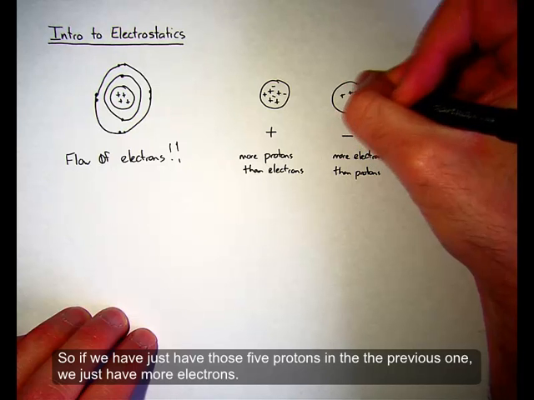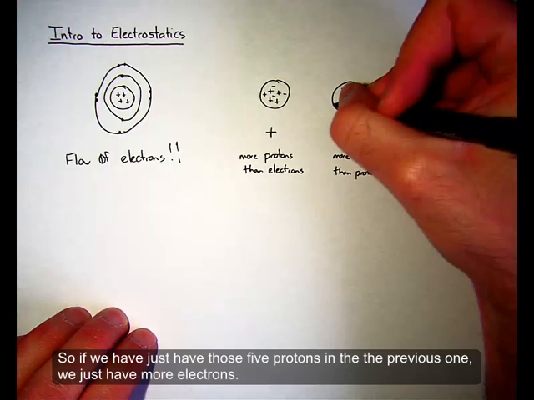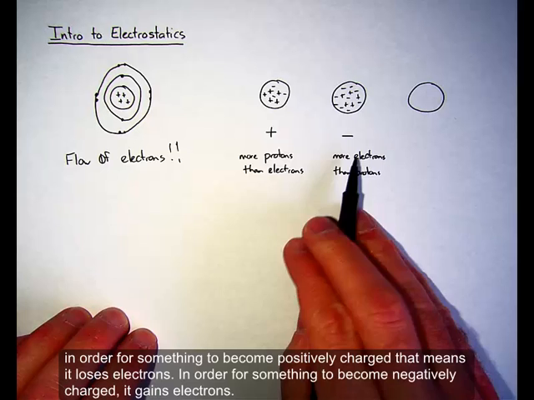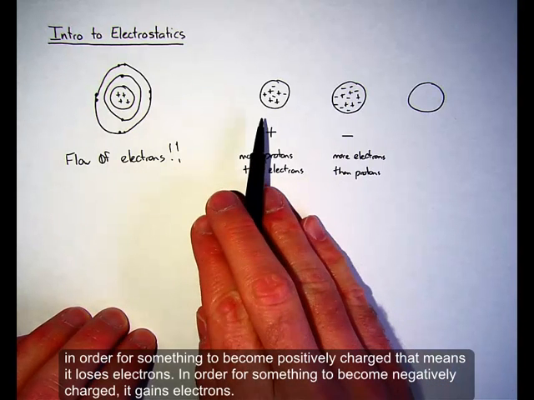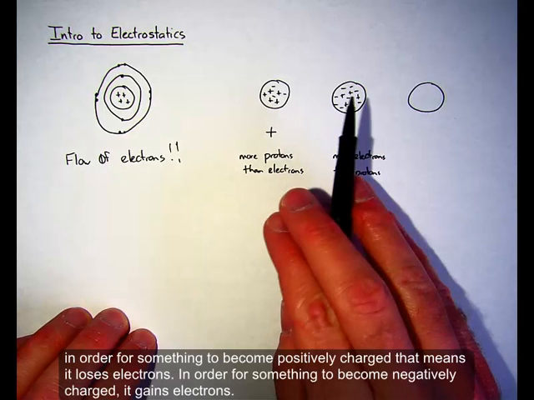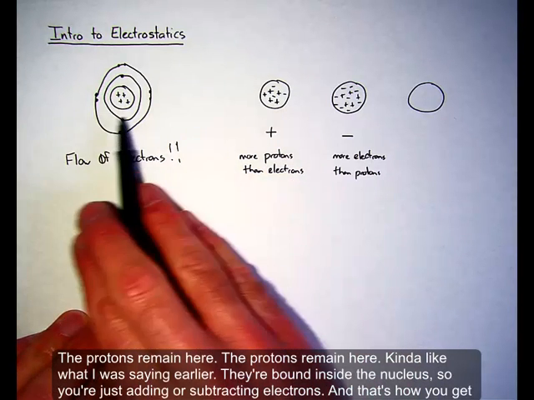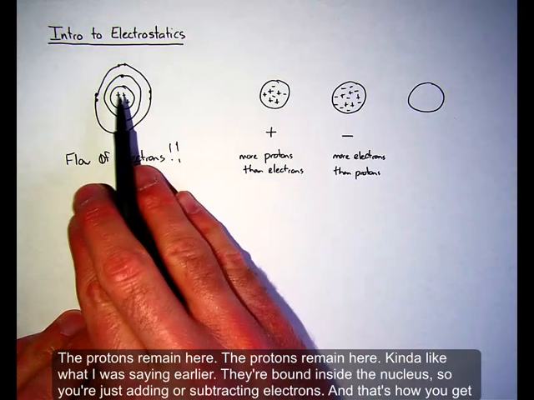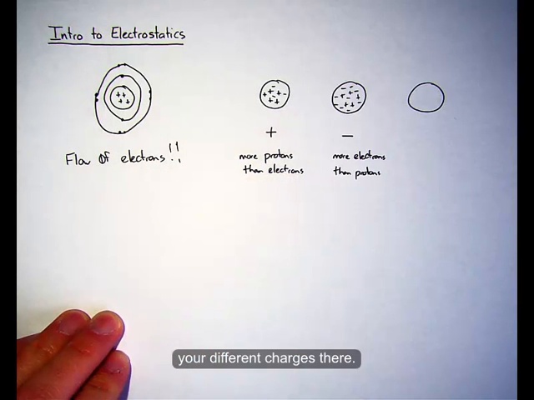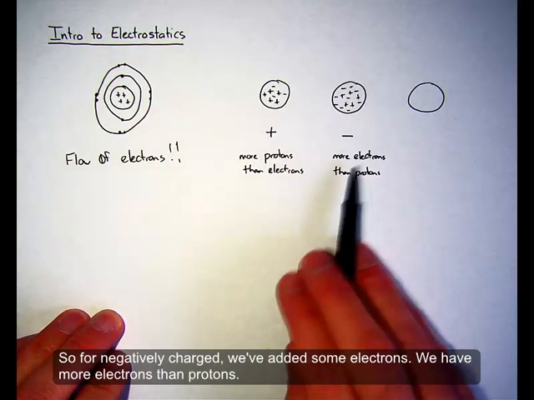So if we have just those 5 protons we had in the previous one, we just have more electrons. What's important to understand here, with positive and negative, is that in order for something to become positively charged, it loses electrons. In order for something to become negatively charged, it gains electrons. The protons aren't going to move. The protons remain here, kind of like what I was saying earlier. They're bound inside the nucleus. So you're just adding or subtracting electrons, and that's how you get your different charges. For negatively charged, we've added some electrons, so we have more electrons than protons.